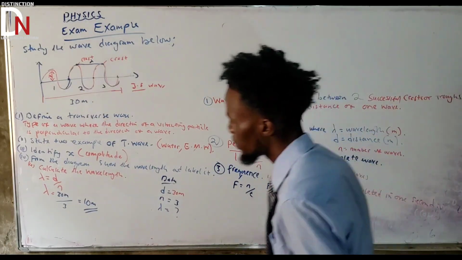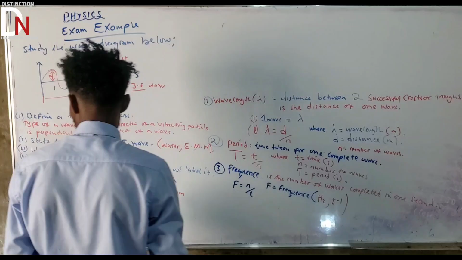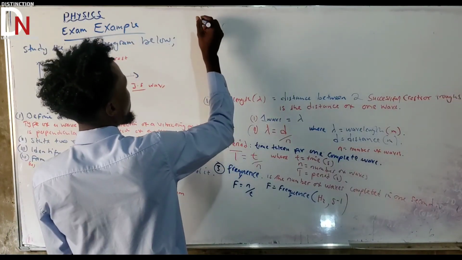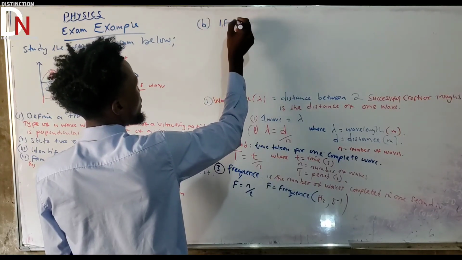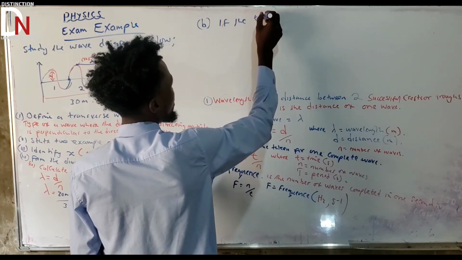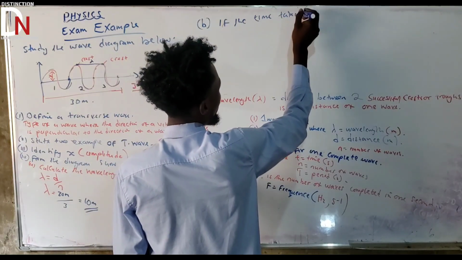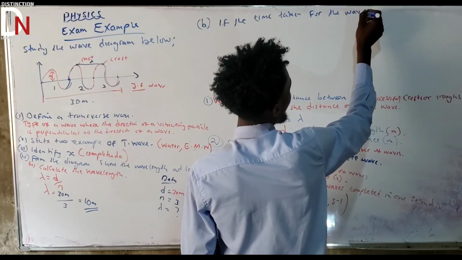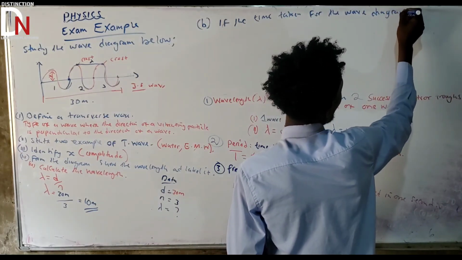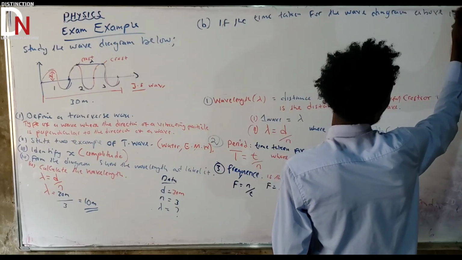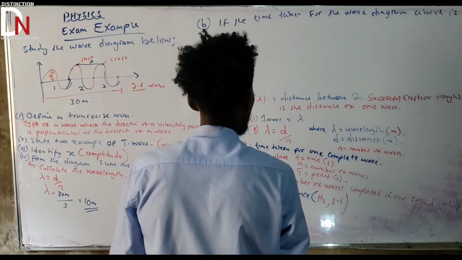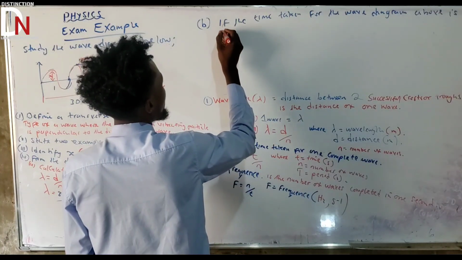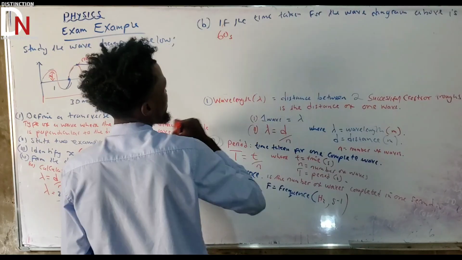Talking about it on how you can calculate frequency and period. Okay, then B, then they are going to ask you to find what? Frequency. So B, then they ask you, okay, if the time taken for the wave diagram above is maybe, let's say, 60. They are saying 60 seconds, okay, 60 seconds.